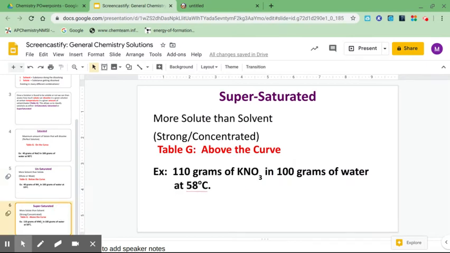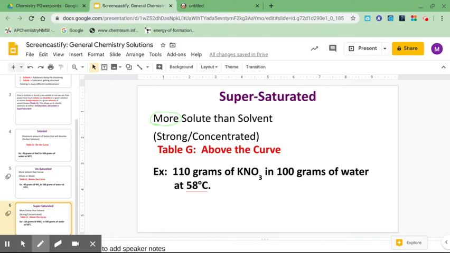We did saturated being on the curve. We did unsaturated being below the curve. And now we have supersaturated. Supersaturated, and I'm going to change colors once again. So when we get to the graph, we'll see green. Here, I'm talking about more solute than solvent. Here, I'm talking about having way too much more than I need.